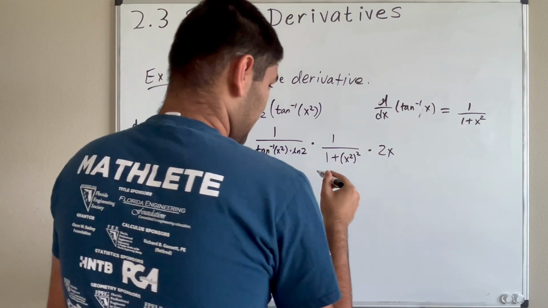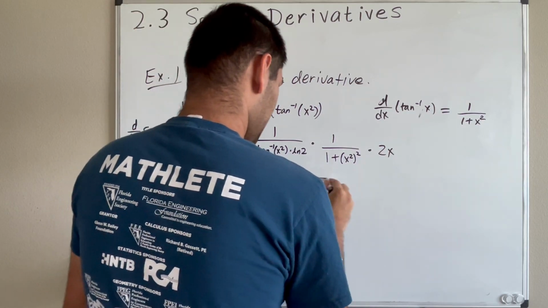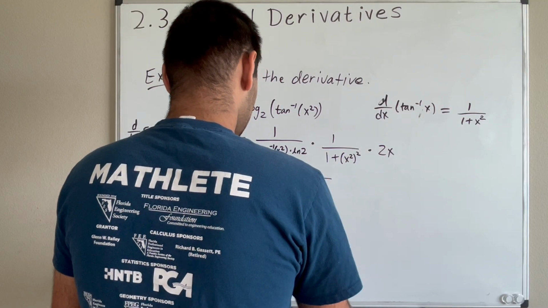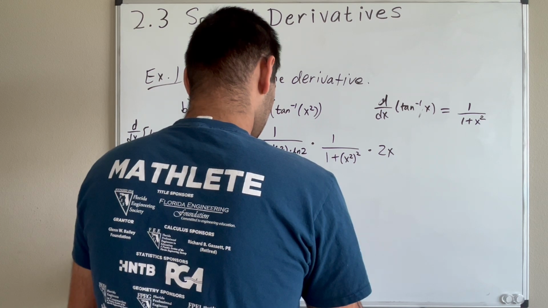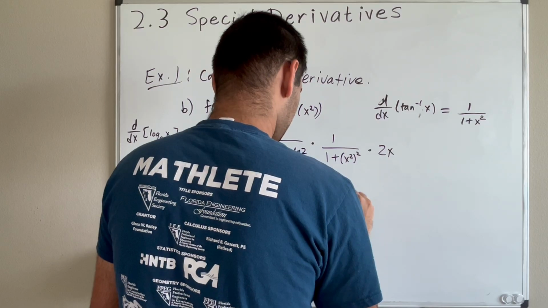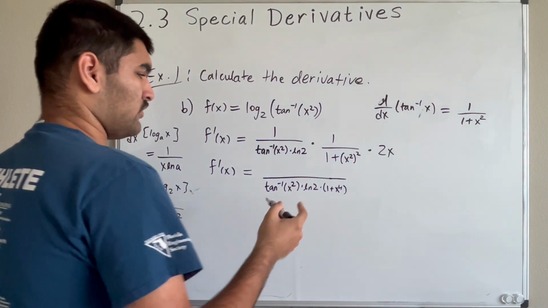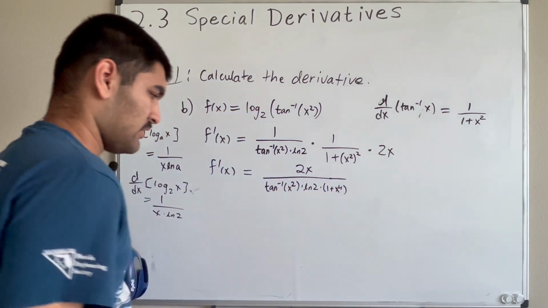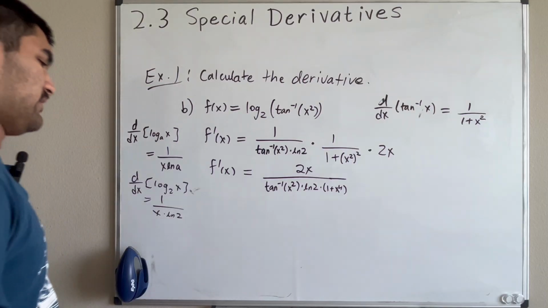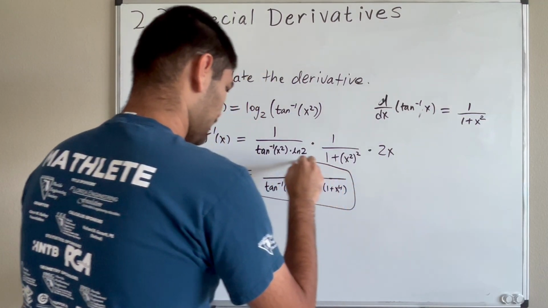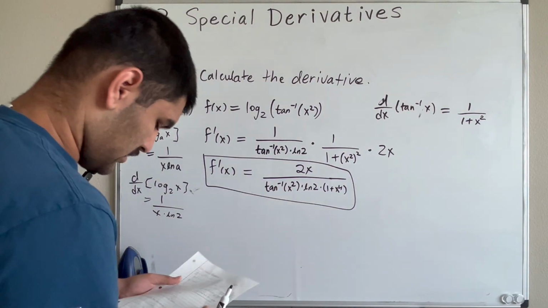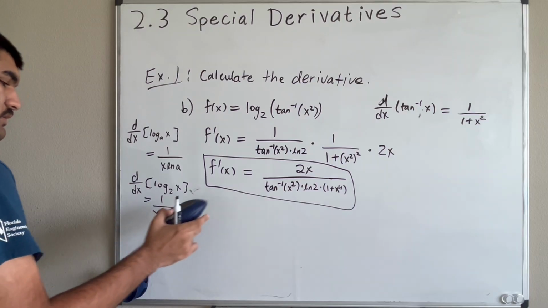In the denominator, we have inverse tangent of x squared times the natural log of 2 times 1 plus x to the fourth. And then on the top, we have 2x. So I believe this is as simplified as this expression can get. So I think this is our final answer. Cool. All right, now let's do another one.